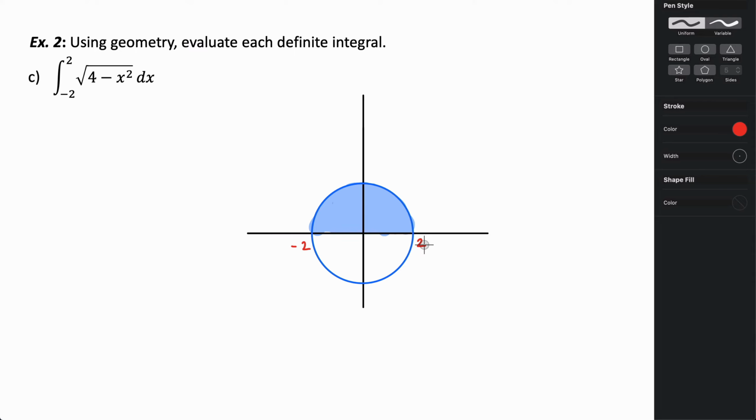All right. So what is the area of a semicircle? Well, we know the area of a circle is pi r squared, and it's a semicircle, so it's half of that. So it's 1/2 pi r squared. In this case, the radius is 2, so that's going to be 1/2 pi times 2 squared, which is 4 pi over 2, which is just going to be 2 pi. So this has an area of 2 pi.